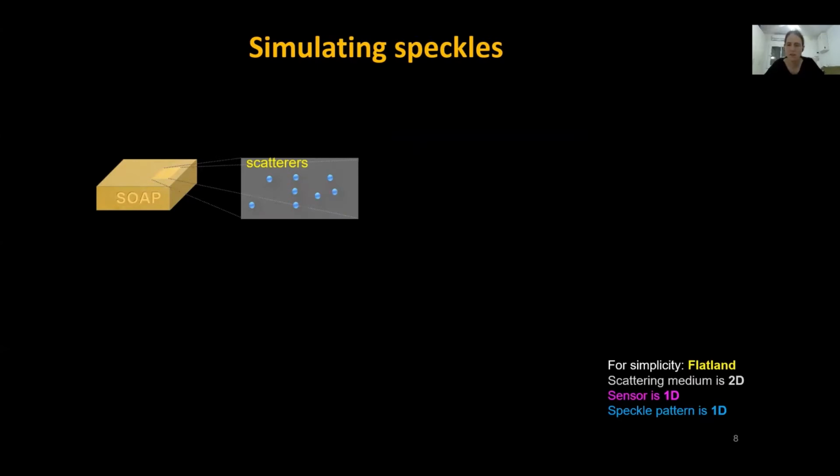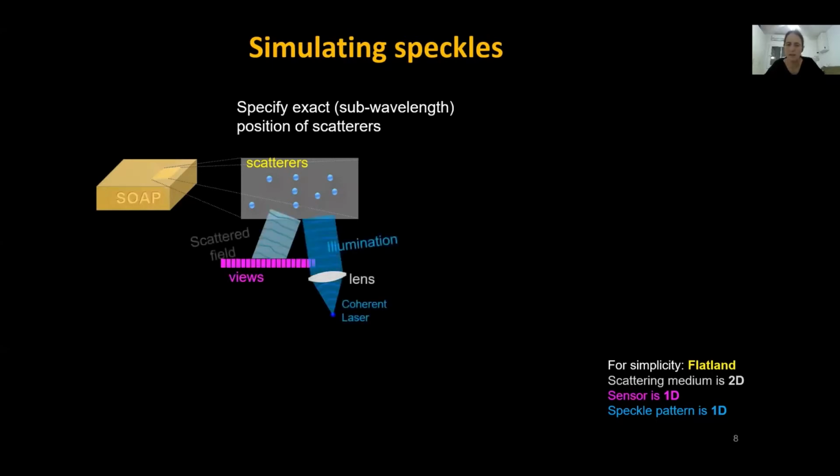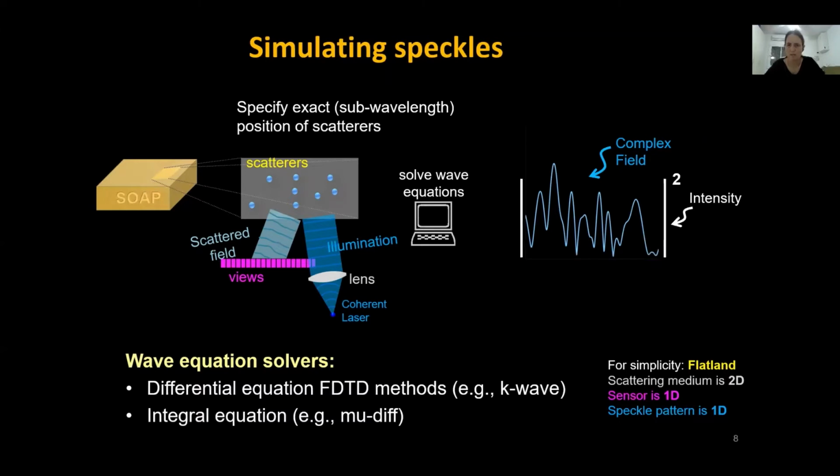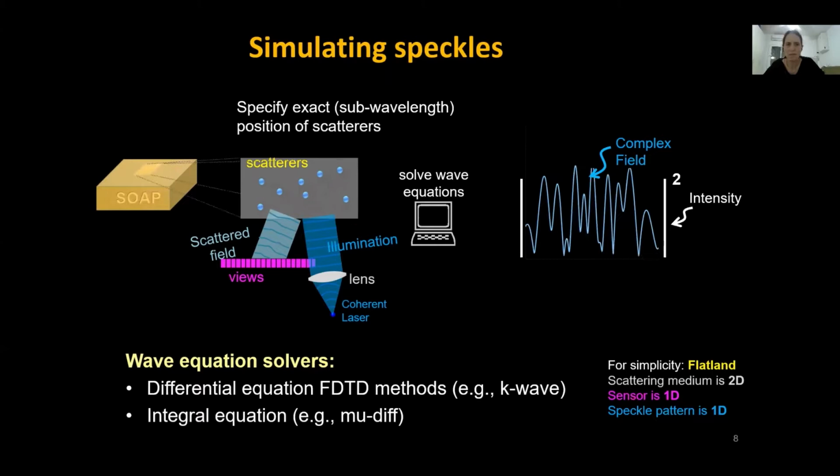If we know the exact position of the scattering particles, and we also know where the illumination is and where the sensor is, then the straightforward way to simulate speckles is to just numerically solve the wave equation. But the field is a complex number, and with a camera, we only measure its intensity. Now, to collect statistics, we need to look at different parts of the soap where we have different particles and therefore different speckles.